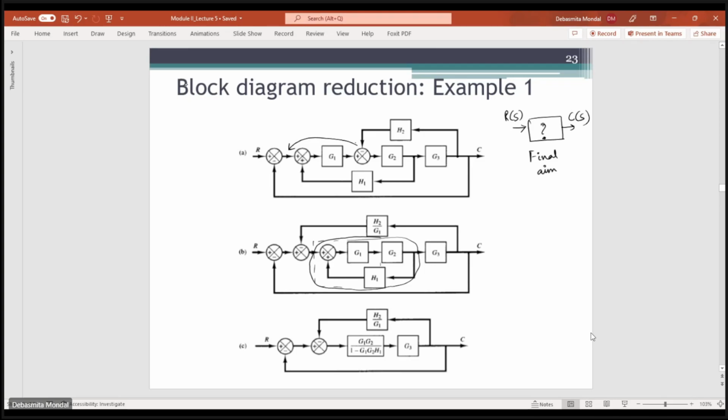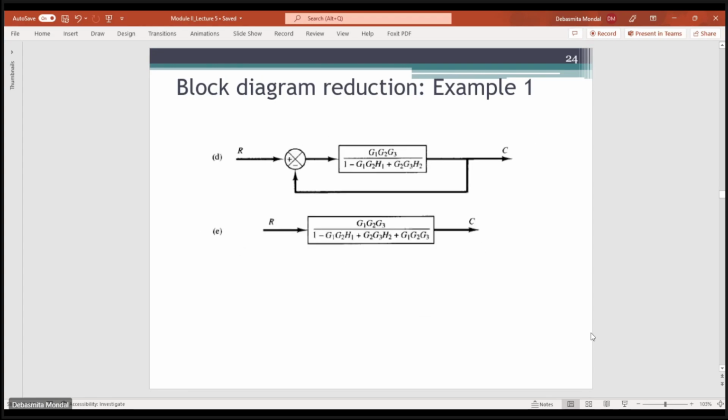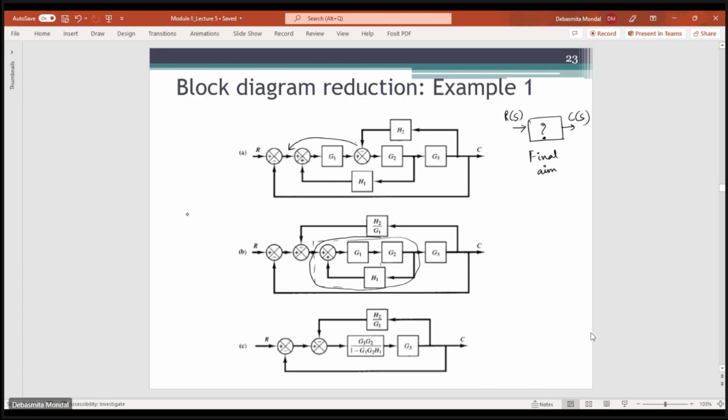Now you see that this block and G3 are in cascade. So you can simply represent this as a multiplication of this block and G3. So it will become G1 G2 G3 divided by 1 minus G1 G2 H1. So now this part of the block can be represented by G1 G2 G3 divided by 1 minus G1 G2 H1.